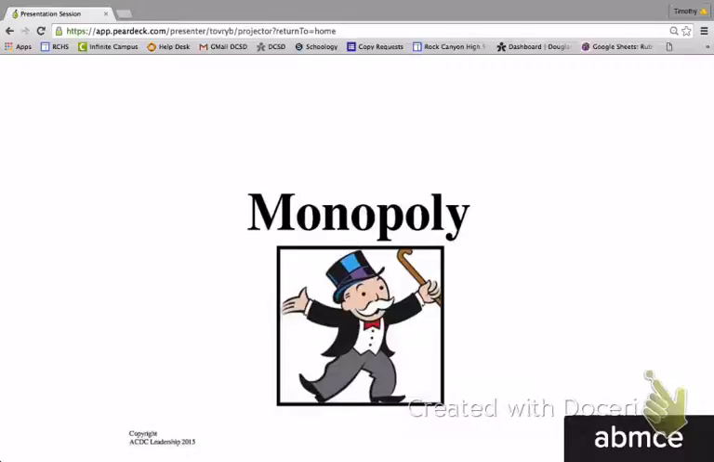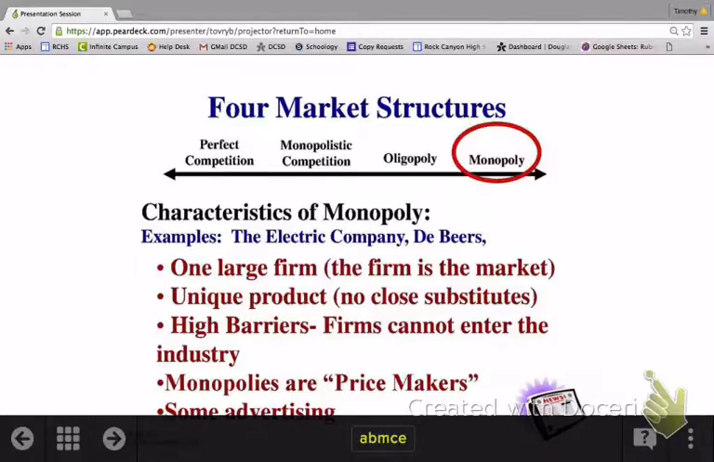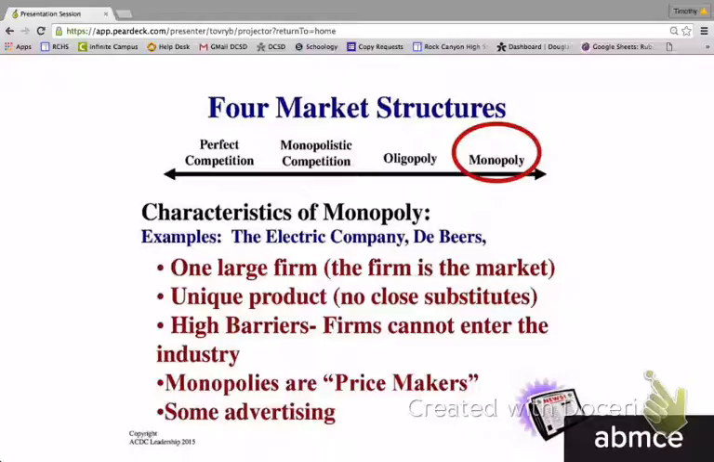Now, you probably are familiar with Monopoly. You've probably played the game Monopoly, and you remember this character, the Millionaire Man from Monopoly. And remember, the goal in Monopoly is for one person to control all of the property. And that's what monopoly is. So monopoly falls at the opposite end of our different types of market structures.